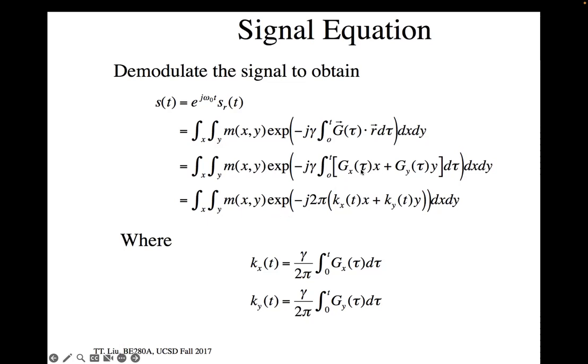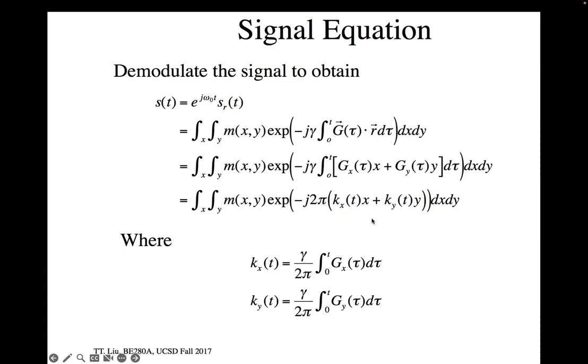And this can be rewritten if you define kx and ky, which are, remember, the Fourier components in the x direction and the Fourier components in the y direction. So this is in cycles per meter, I guess, spatial frequency. With this definition, right, you can rewrite this equation such that it looks like this.